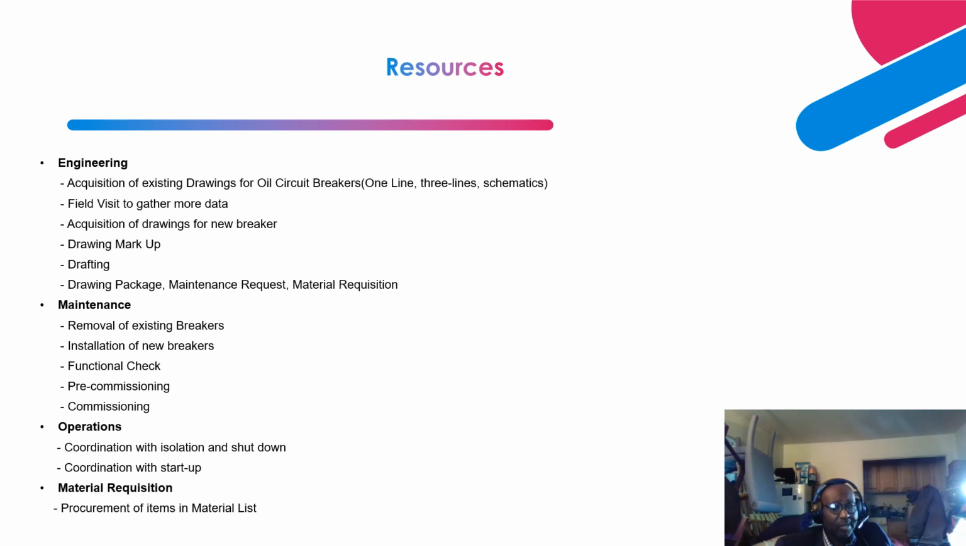And they also help you with your work down. So operations and maintenance are the ones you need to perform your work down, to obtain the full information that you need to do all your engineering design and drawing updates and put your drawing package together. Next, it's material requisition, and your procurement department is the one that will provide the support for you to procure the parts and items that you have provided in your material list in your maintenance request.